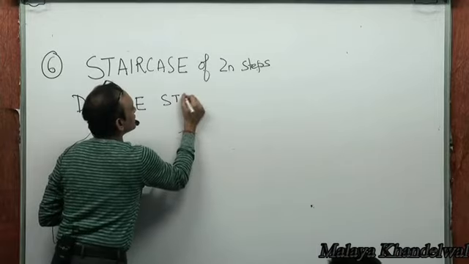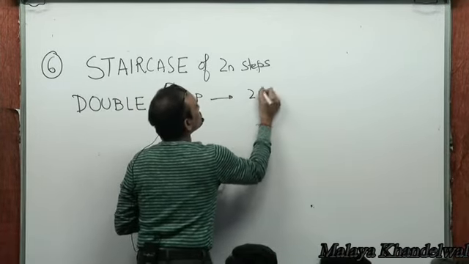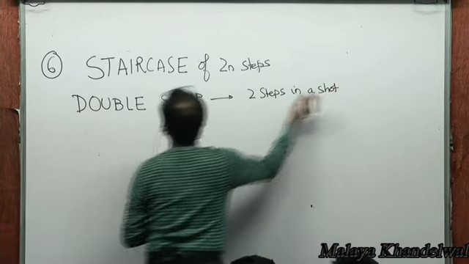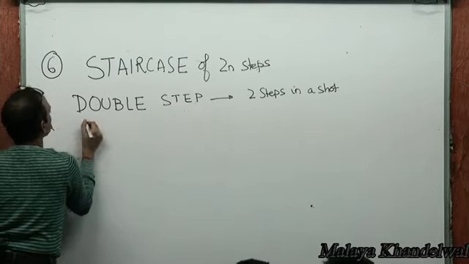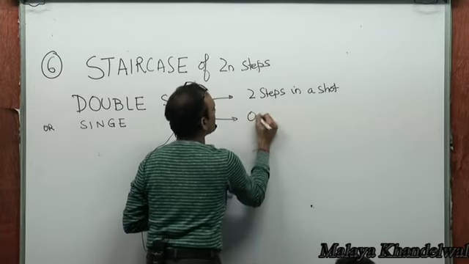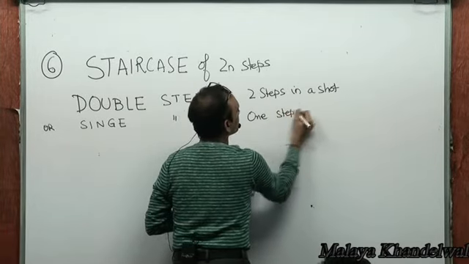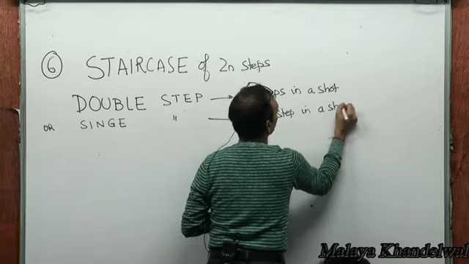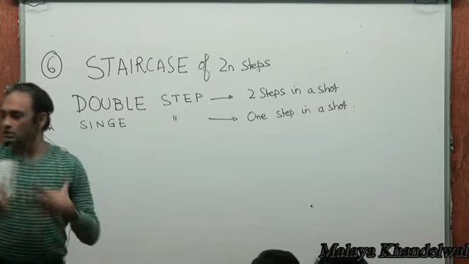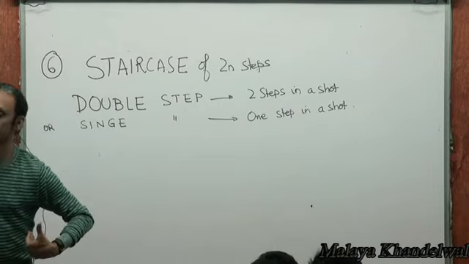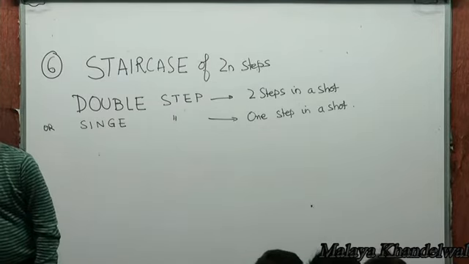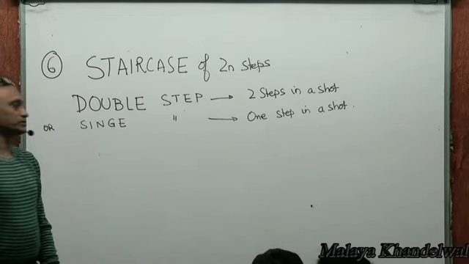Means 2 steps in one shot, or he could take a single step, means 1 step at a time. Right? A double step or a single step to climb 2n steps in all. Clear? Now the question is, in how many ways can he do that?